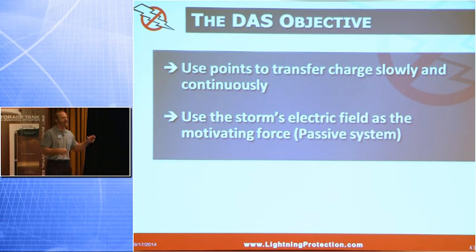Remember I talked about we're a passive system? We talked about being a passive system, but what makes it active? We use the storm's electric field as a motivating force. We are a grounded system. There's no power supply. It's a ground potential. It's not going to shock you, but it is active. It bleeds off current caused by the storm's electric field.